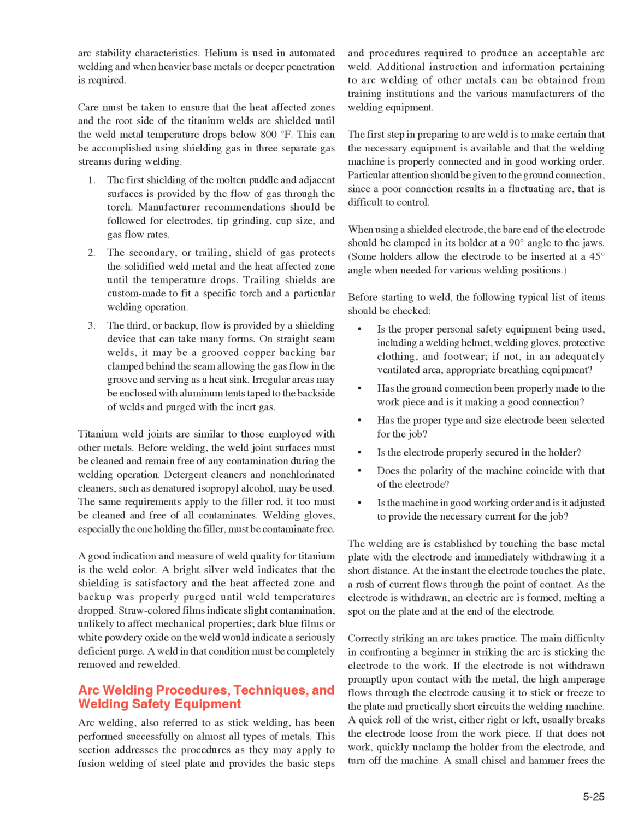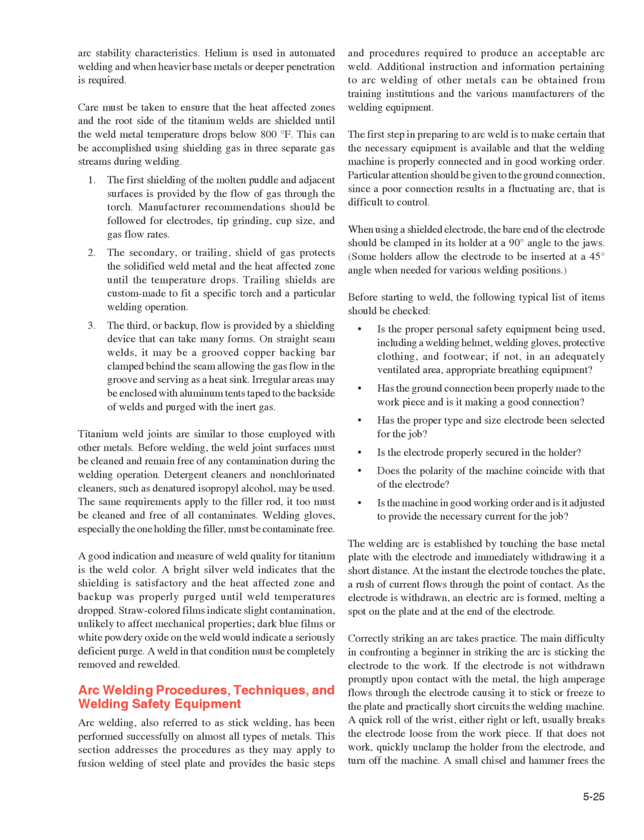A good indication and measure of weld quality for titanium is the weld color. A bright silver weld indicates that the shielding is satisfactory and the heat-affected zone and backup was properly purged until weld temperatures dropped. Straw-colored films indicate slight contamination, unlikely to affect mechanical properties. Dark blue films or white powdery oxide on the weld would indicate a seriously deficient purge. A weld in that condition must be completely removed and re-welded.